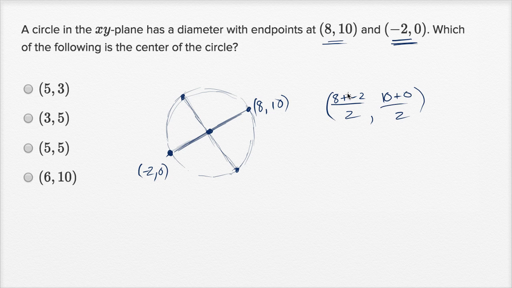over 2. And let's see, 8 plus negative 2 is 6, divided by 2 is 3, and then 10 divided by 2 is 5. 3, 5, and we see it right over there.